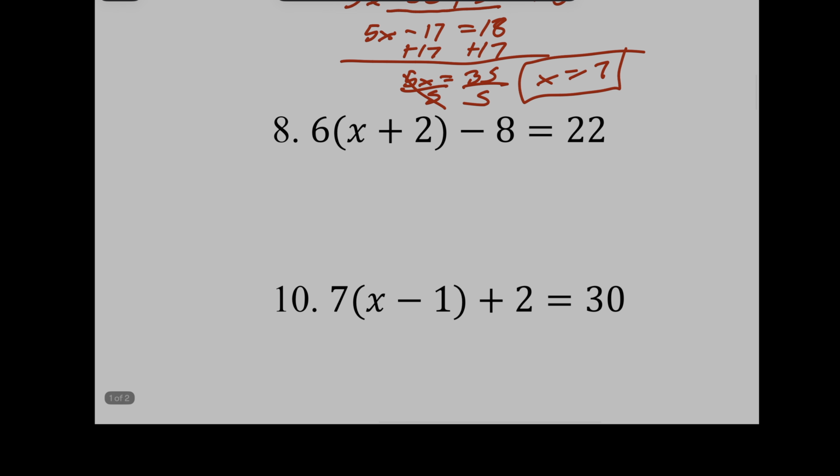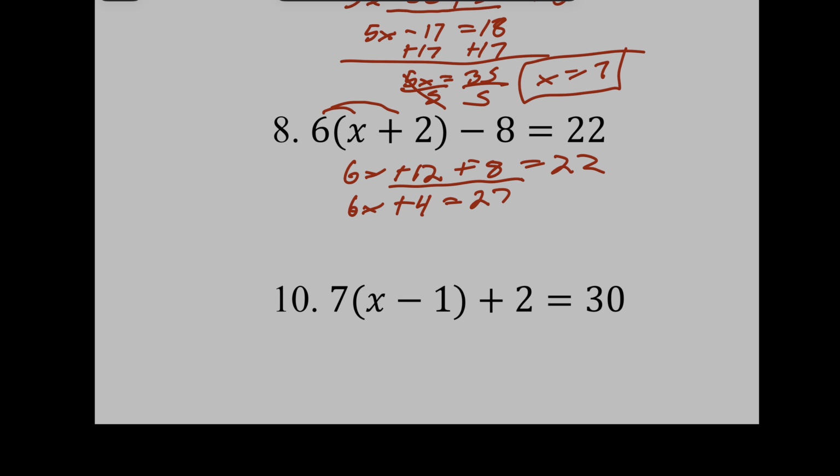All right, let's go on to number 8. I'm going to distribute the 6 across, and I get 6x plus 12 minus 8 equals 22. All I did was distribute and then copy. I have like terms. 6x, add a line, change a sign. Signs are different, subtract, keep the sign of the bigger number, which is positive, and that's going to equal 22.